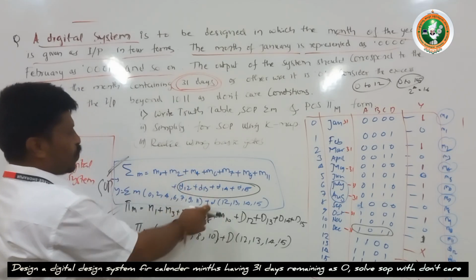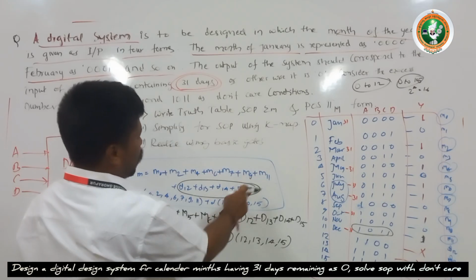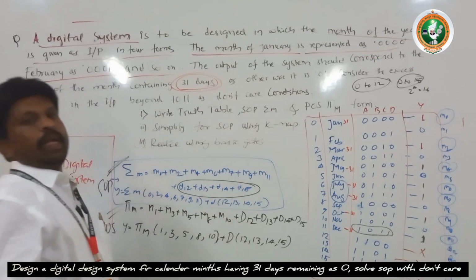Missing terms up to M10 are to be considered as the max terms.